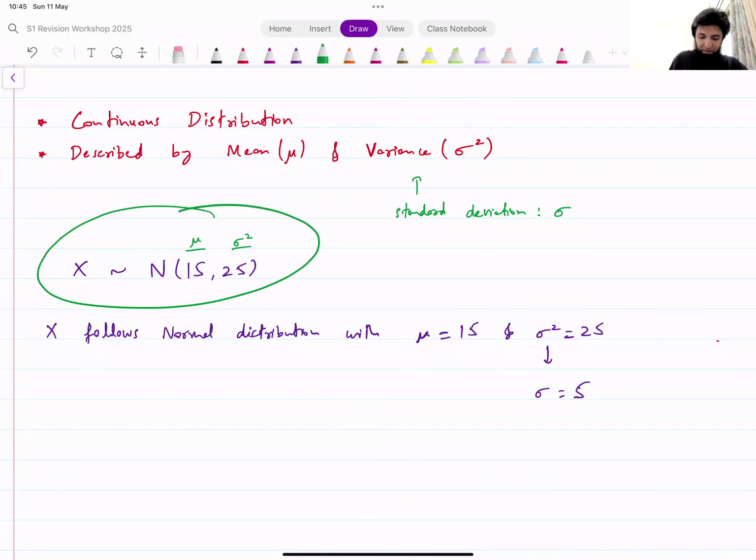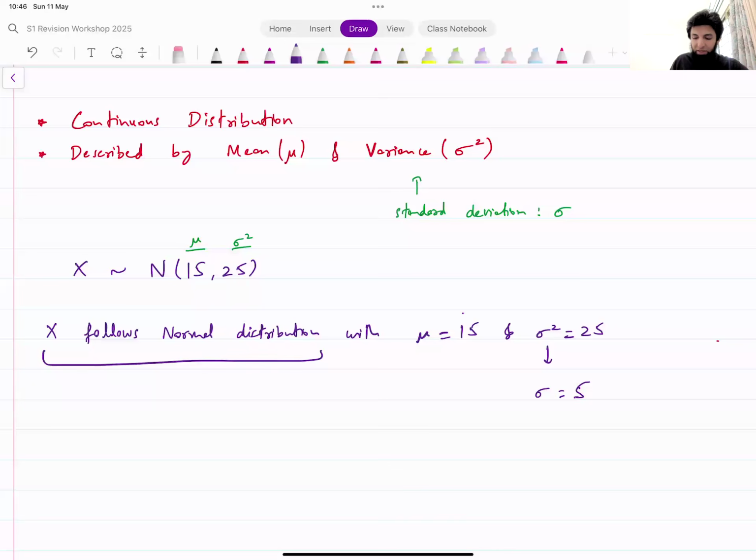If you have something written like this, X tilde N(15, 25), what does this represent? Inside the brackets, the first number would represent the mean, and the second number would represent the variance. Okay, so this notation, N(15, 25), means X follows normal distribution with mean equal to 15 and variance equal to 25. Now, in this notation, this number represents variance. That's very important to remember.